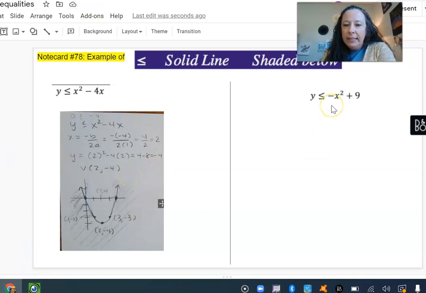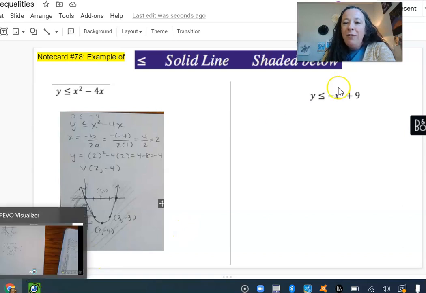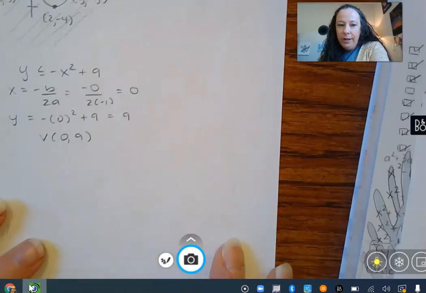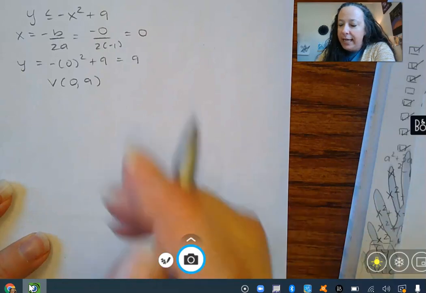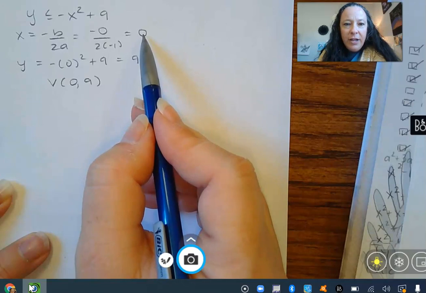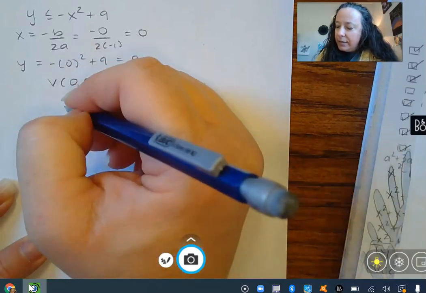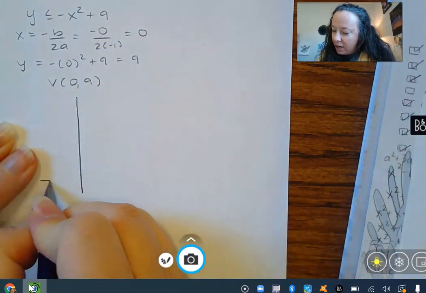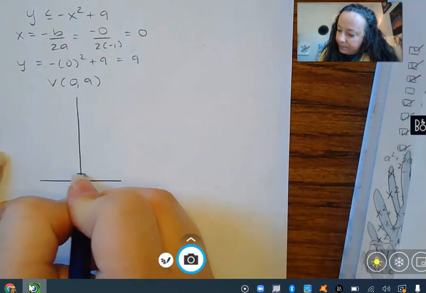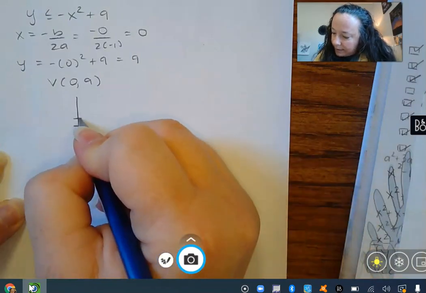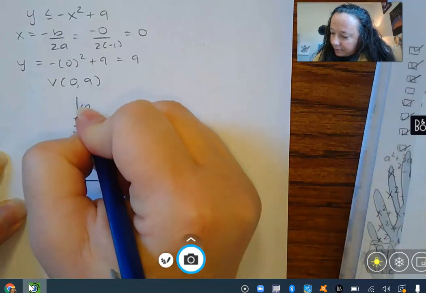Now this one is y is less than or equal to negative x squared plus 9. Y'all, that's just the parent function reflected over the x-axis and shifted up 9, so it's going to be upside down. But I wanted to go over this part of it. To find the vertex, y'all, b is 0. There's no x term. So your x value is 0, you plug it back in and you get 9. So we know that we are opening down and our vertex is actually on the y-axis. All right, so (0, 9) is my vertex.